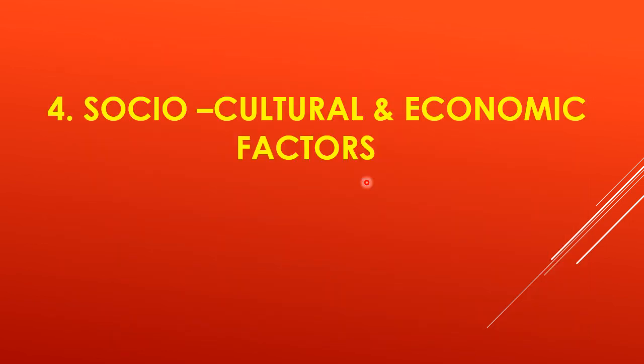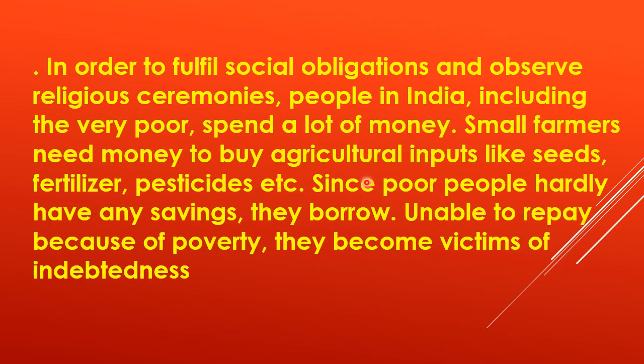The fourth reason is socio-cultural and economic factors. Now, in India, to fulfill social obligations and to observe religious ceremonies, especially a wedding, whether he is poor or rich, he needs to spend a lot of money by giving dowry. And even small farmers who have hardly any income have to buy agricultural inputs like seeds, fertilizers and pesticides so that they can grow crops in their fields. Since they are poor they cannot buy them, so they have to borrow money, and then they are unable to repay the money, so they live in a cycle of debt all the time, and this is called the cycle of poverty.